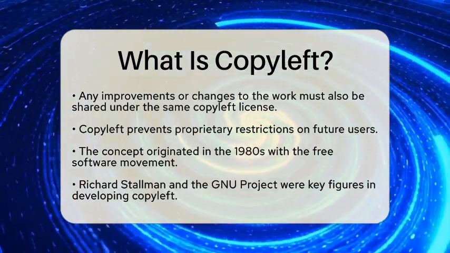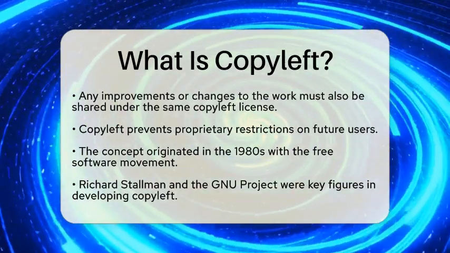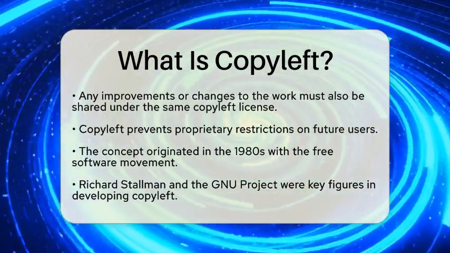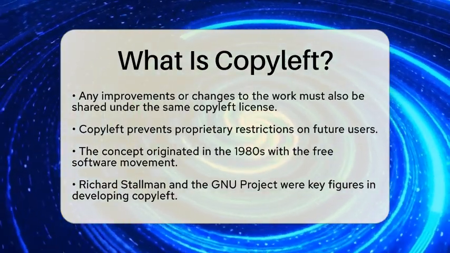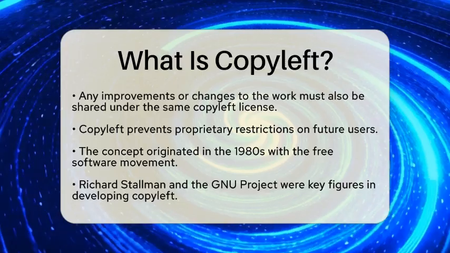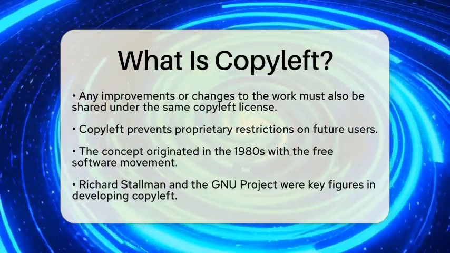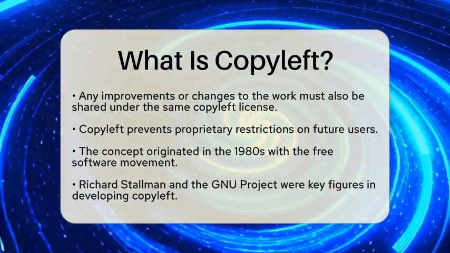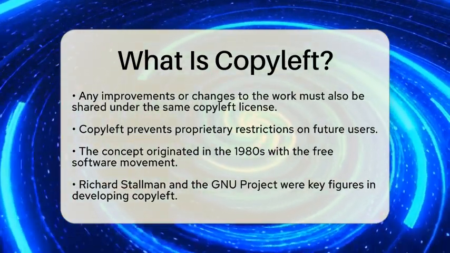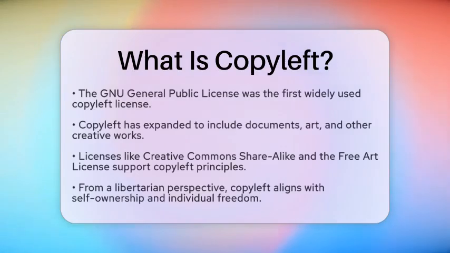The origins of copyleft can be traced back to the free software movement in the 1980s, particularly through Richard Stallman and the GNU Project. Stallman created the GNU General Public License, which became the first widely used copyleft license. This license was designed to ensure that software would remain free and open for all users. Over time, copyleft has expanded beyond software to include documents, art, and other creative works through licenses like Creative Commons ShareAlike and the Free Art License.